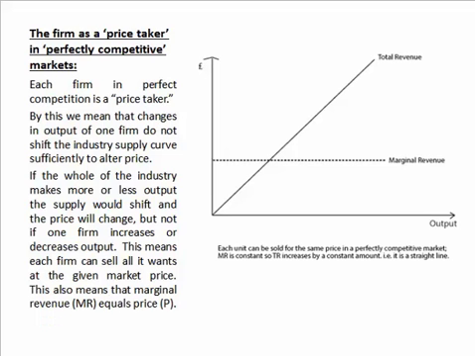This means that the firm can sell all it wants at the given market price. It also means marginal revenue equals price, as depicted in front of you on the right. Each unit can be sold for the same price in a perfectly competitive market. Marginal revenue is constant, but total revenue increases by a constant amount, such as a straight line.